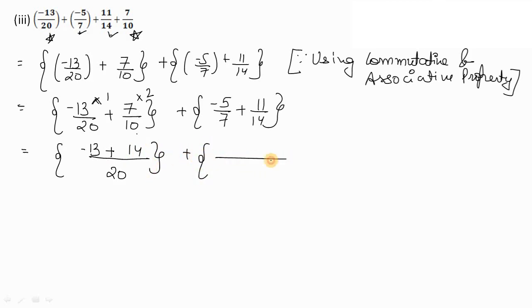And in the second bracket we will take the LCM. So for 7 and 14, the LCM will be 14. Now 14 comes in the table of 7 at 2. So we will be multiplying minus 5 with 2. And 14 comes in the table of 14 at 1. So we will be multiplying 11 with 1. So it will be minus 5 into 2, which is minus 10, plus 11.